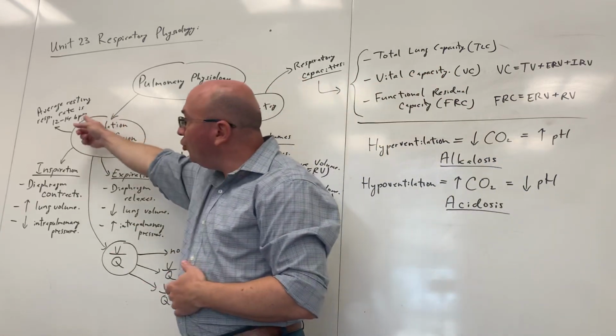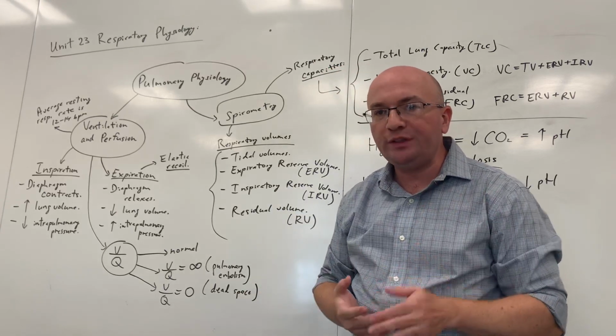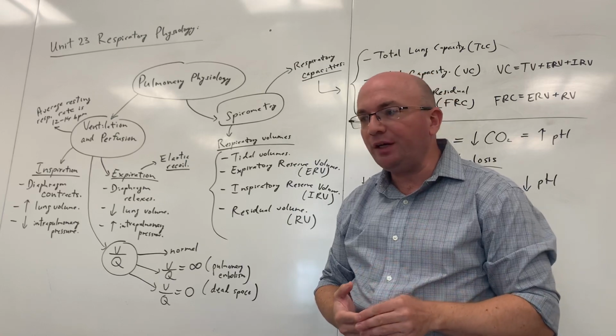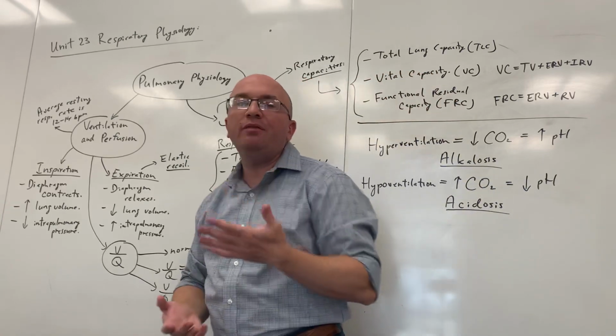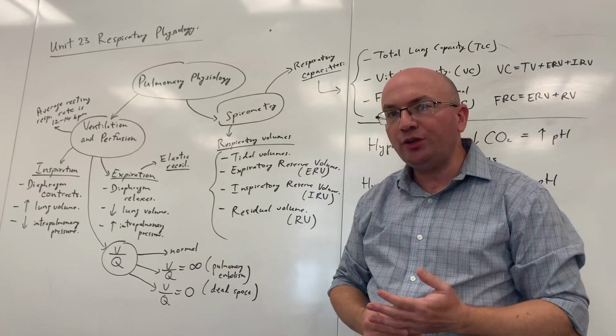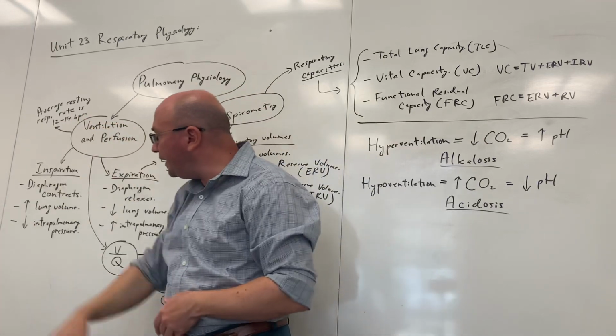Now, average resting respiratory rate, which is one of the main vital functions, is usually 12 to 14 breaths per minute. Obviously, that varies from person to person and depending on different situations, but this is what we usually keep as standard.